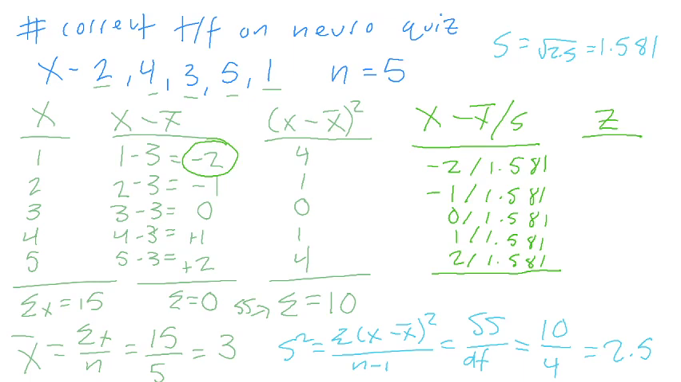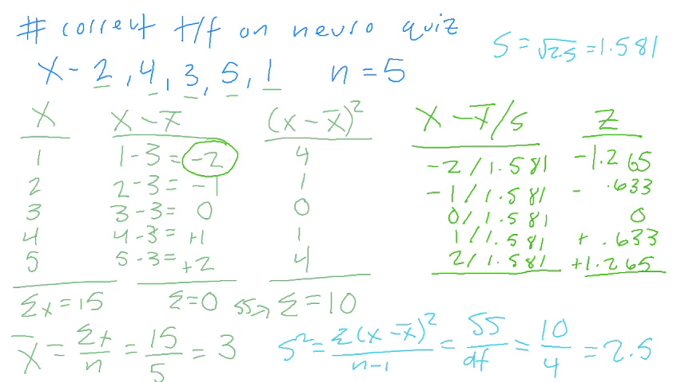So z up here is equal to negative... Remember, we are still working with negative values here. Negative 1.265, negative 0.633, of course, 0, positive 0.633, and then our 1.265 here. These are positive.